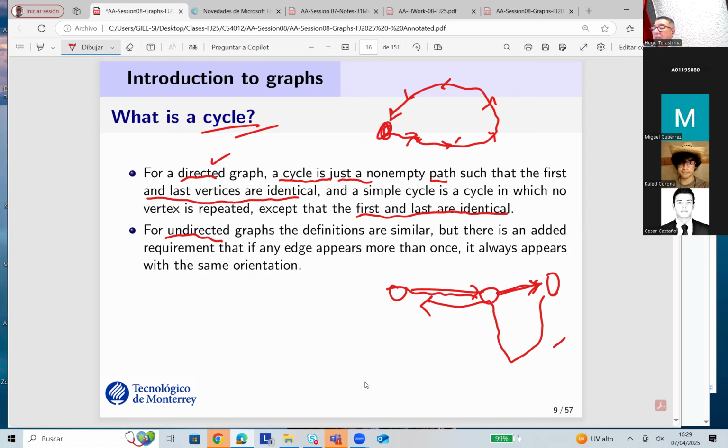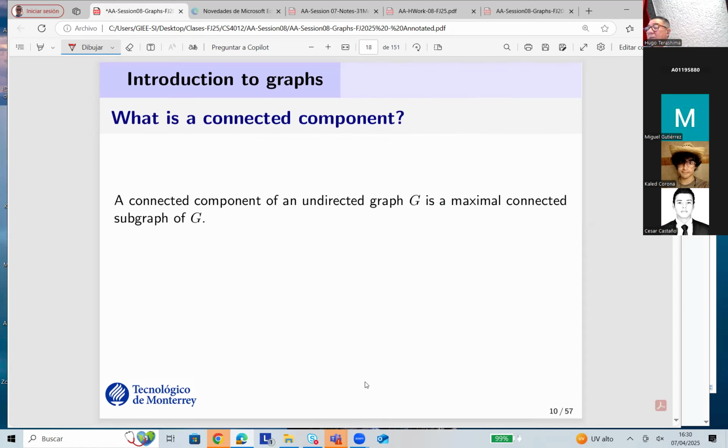Remember when we had, for example, a binary tree, can you find a cycle there? No, right? Correct. But if you have something like this or something like this, you have a graph in which you have a cycle. This is going to help me to define aspects later, like for example, the definition of a tree.